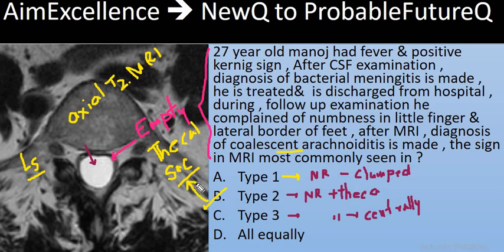This is taking forward the topic that has been asked, because future questions may not be similar, so a few important points regarding coalescent arachnoiditis. One of the main etiologies is meningitis, as is seen in this particular patient having fever and positive cardiac sign.